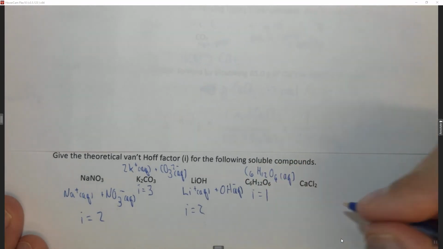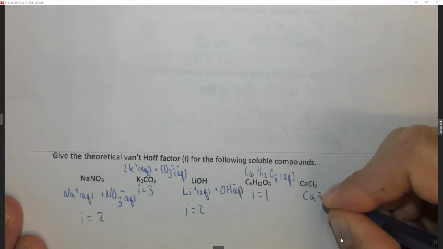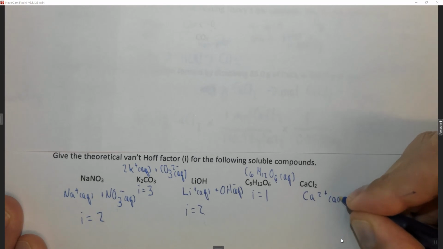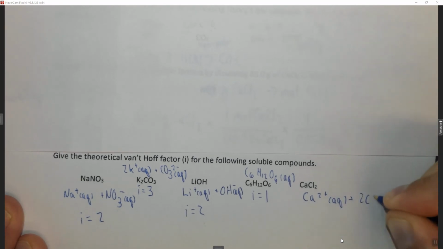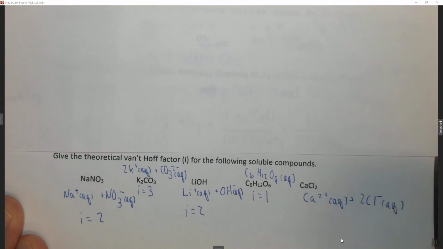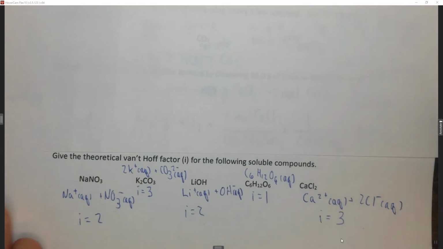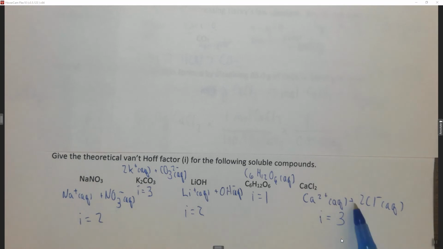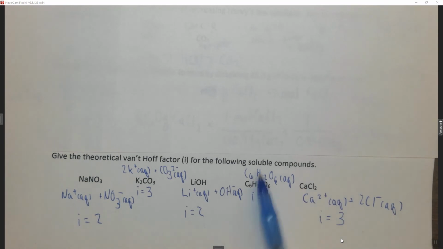And then finally CaCl2. CaCl2 breaks into Ca2+, because it's a 2A metal, plus 2 Cl-, 7A nonmetal, and you get 1, 2, 3 total things, so i is equal to 3. So you essentially need to know what the compound breaks up into when you dissolve it. If it's ionic, it will break up into its ions, as in these 4 examples. If it's covalent, i is equal to 1 because it does not break up.